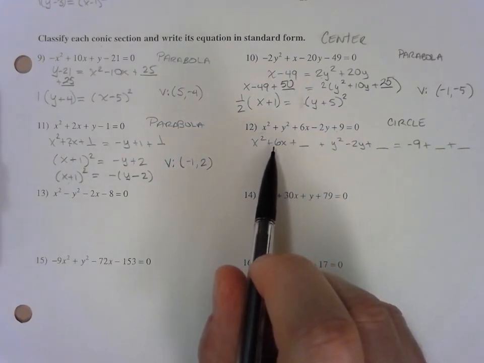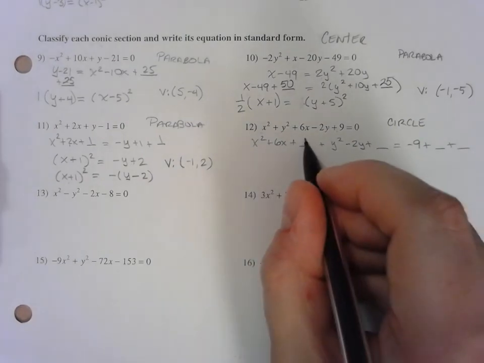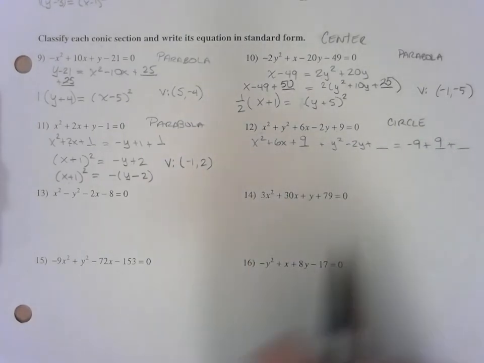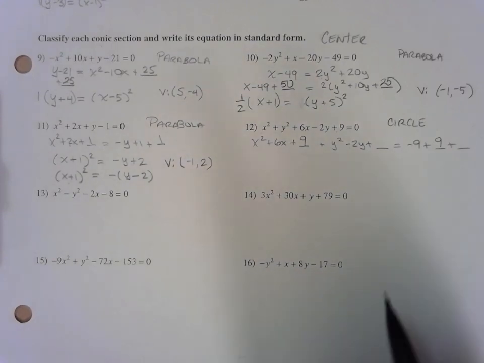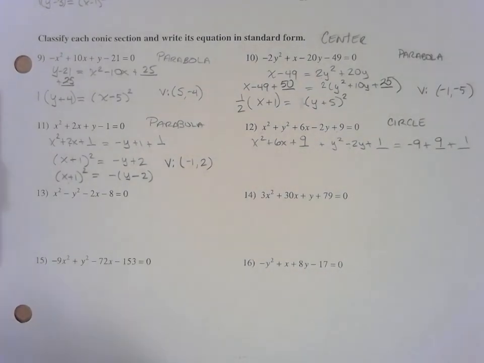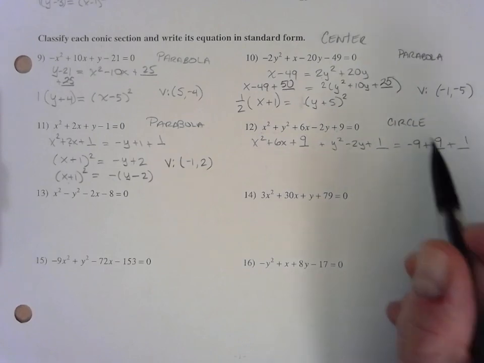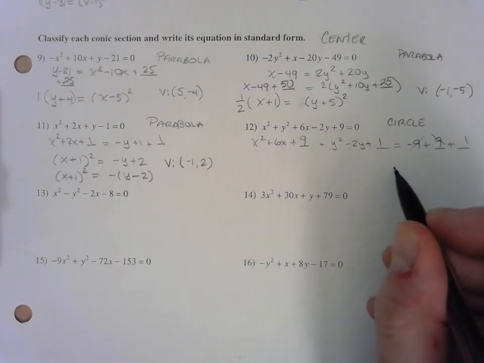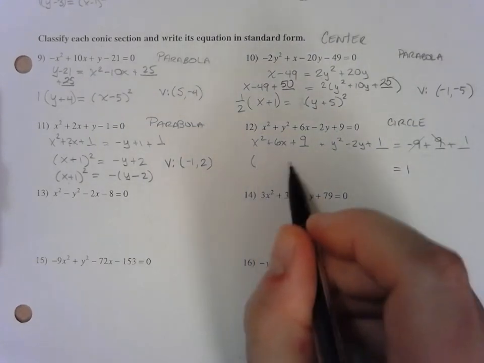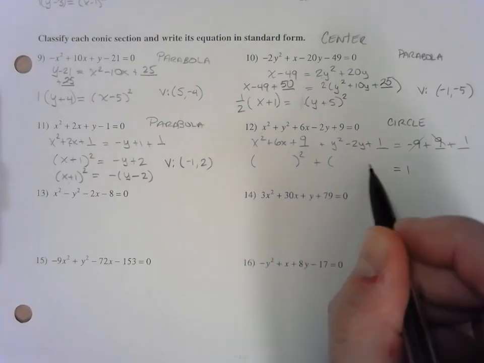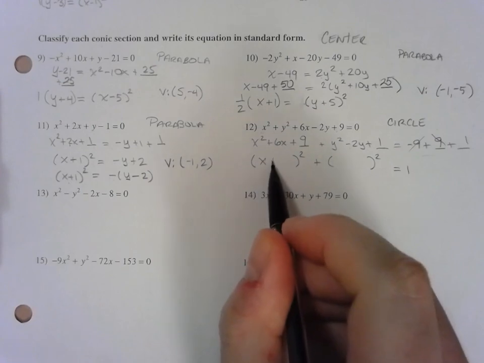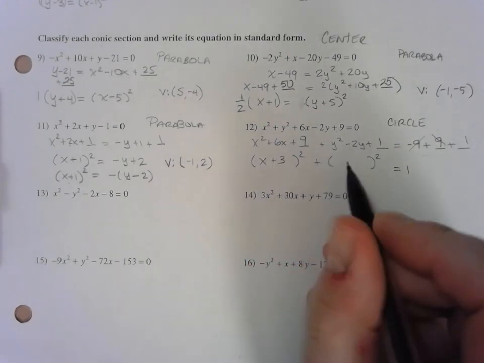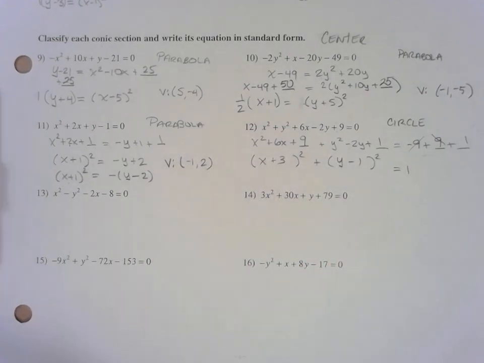Take the linear coefficient, divide it by 2, square it, and add that quantity to both sides. Take the linear coefficient, -2, divide it by 2, square it, and add it to both sides. Combine like terms on the right-hand side. These are opposites. Let's rewrite this in standard form as a quantity of y and a quantity of x added together. This would be x plus 3, quantity squared. This would be y minus 1, quantity squared.